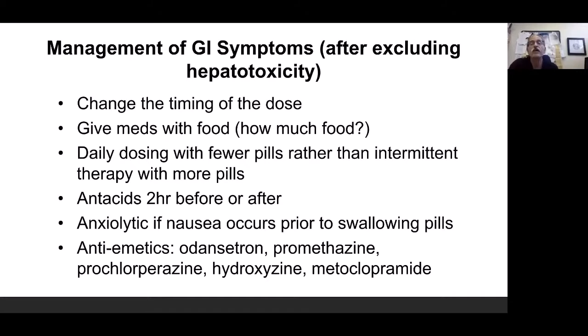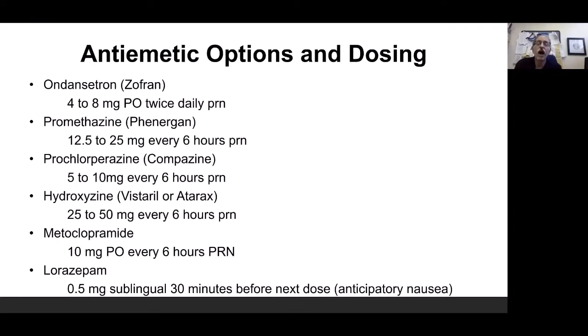And here are some of the antiemetic options and what the doses are. Some of these are antihistamine drugs like hydroxyzine and promethazine. And then there are traditional antiemetics on the list.